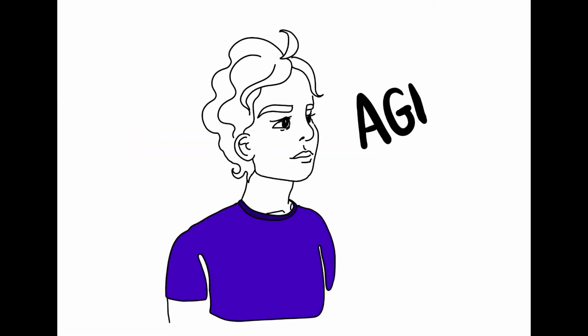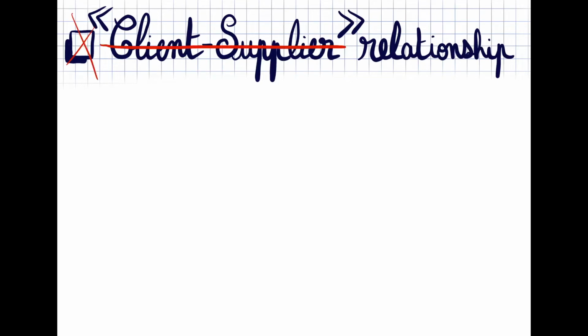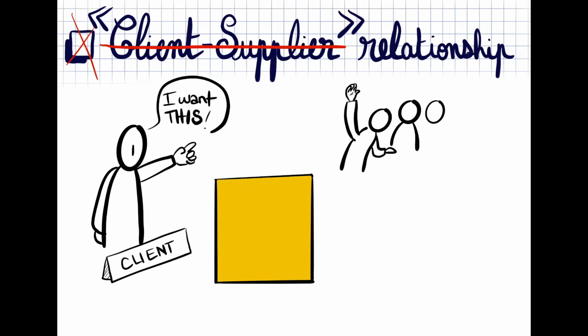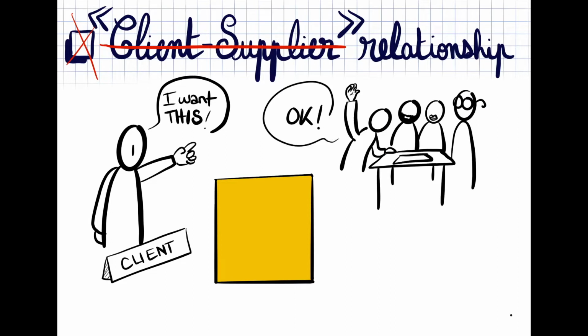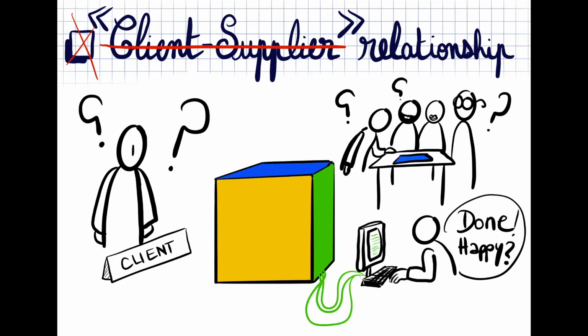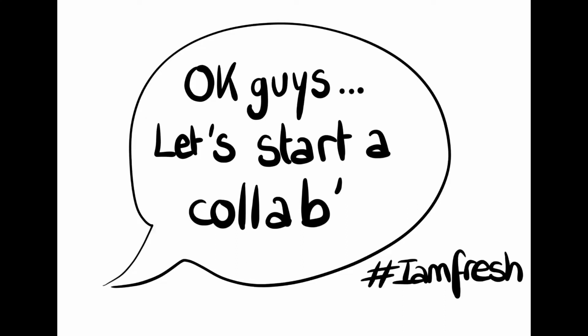How then can we improve our agility? In the Scrum method, no more client-supplier relationship. No more client asking for a yellow product, project team understanding and thinking it blue, and developers delivering it green. No, in this working method, the full cooperation between all the project participants is essential.